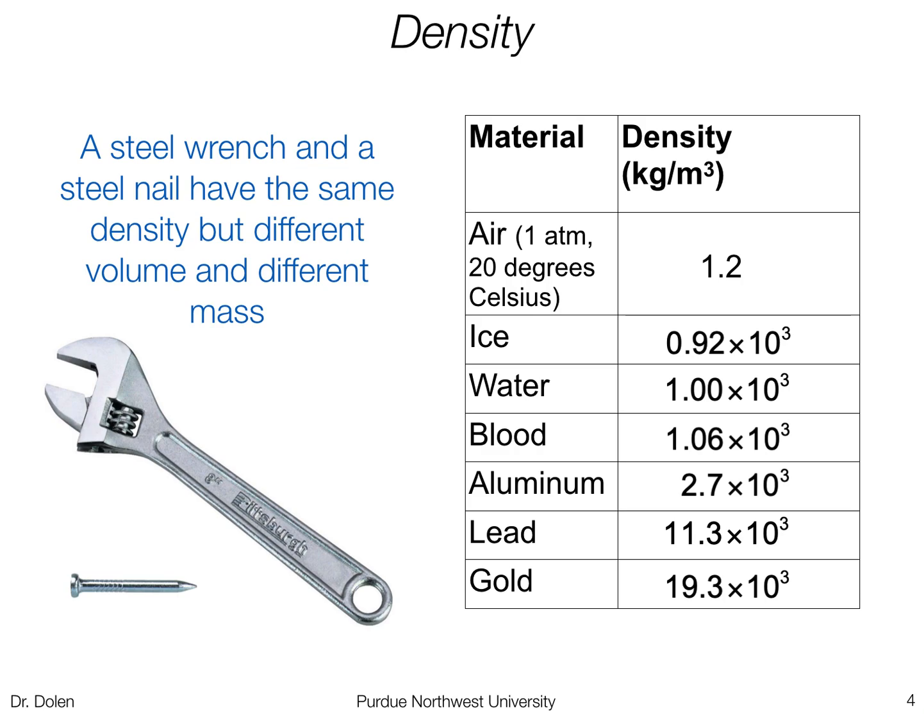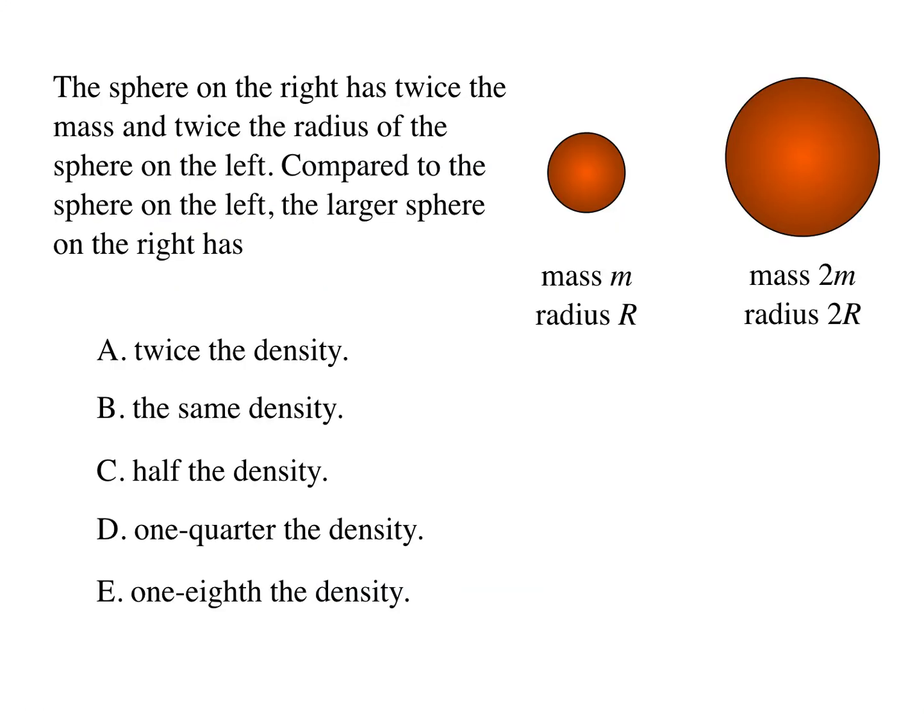So let's do a quick clicker question. This is one you can do just in your head. So we have two different spheres. The sphere on the left has mass of m. The sphere on the right has double the mass of 2m. The sphere on the left has a radius of r. The sphere on the right has a radius of 2r.